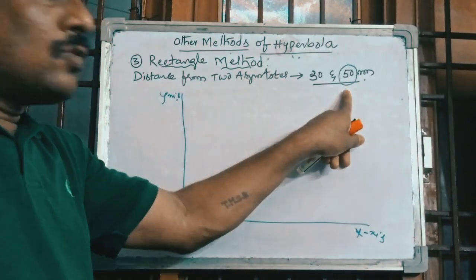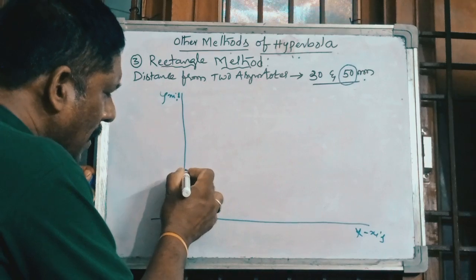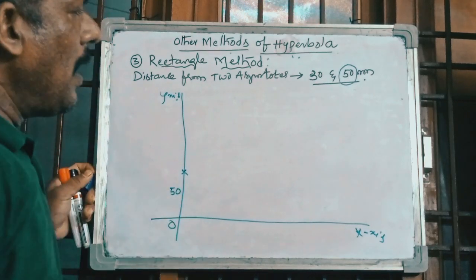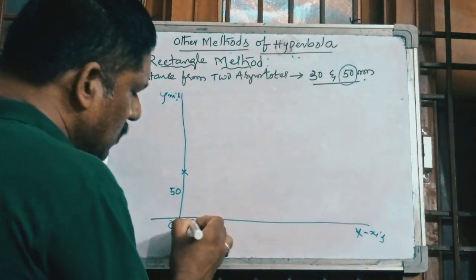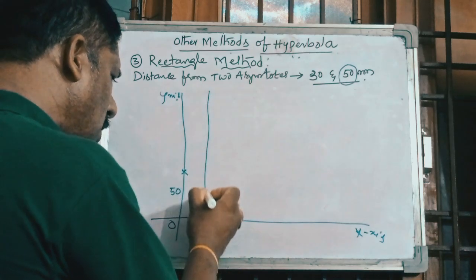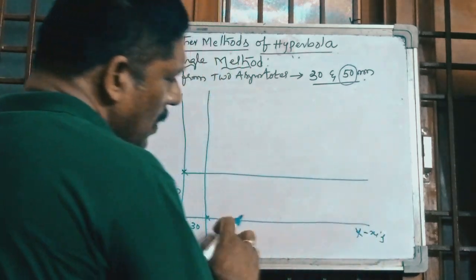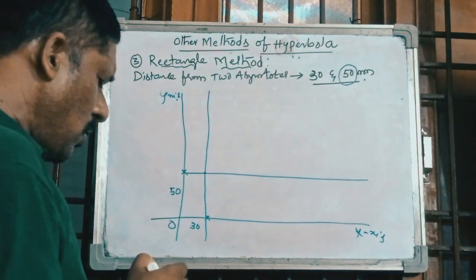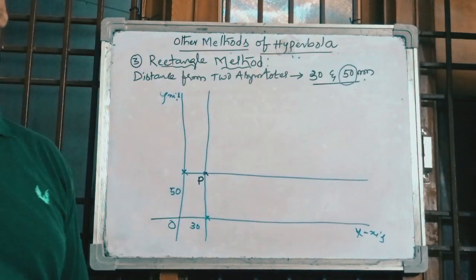So here 50 is there. Mark the 50 on the y-axis. From the asymptote O point, take 50 mm and mark the point. And take 30 mm on the x-axis. Whatever the least distance is, that is on the x-axis. So this is 30 mm. From this point, draw the vertical line, and this should be parallel to the vertical asymptote line. And from here, draw the horizontal line. This horizontal line should be parallel to the horizontal x-axis line. These two intersection points give the starting point of the curve, the P point.